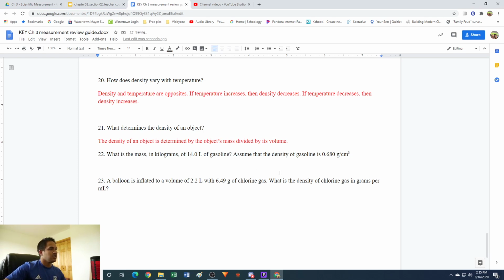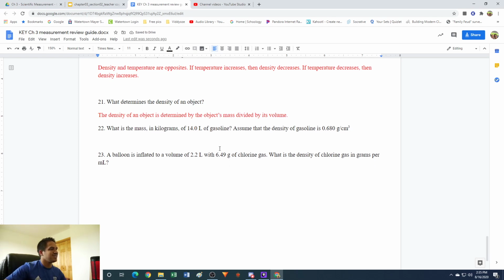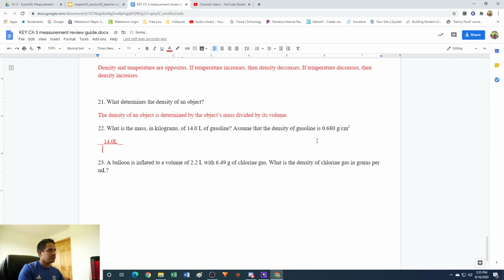Okay. Number 22, what is the mass in kilograms of 14 liters of gasoline? And it says, assume that the density of gasoline is 0.680 grams per cubic centimeter. All right, so this is just going to be another conversion problem. We're starting with 14.0 liters of gas, and we can do this over 1. And we need to convert this into kilograms, okay?